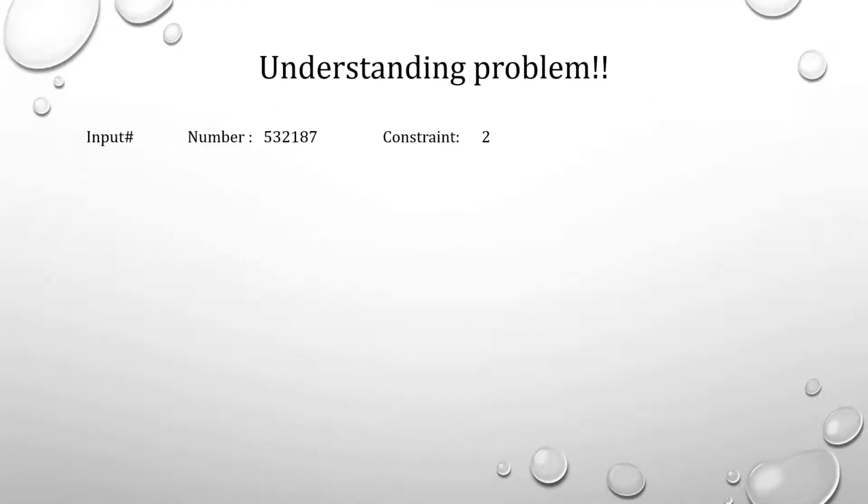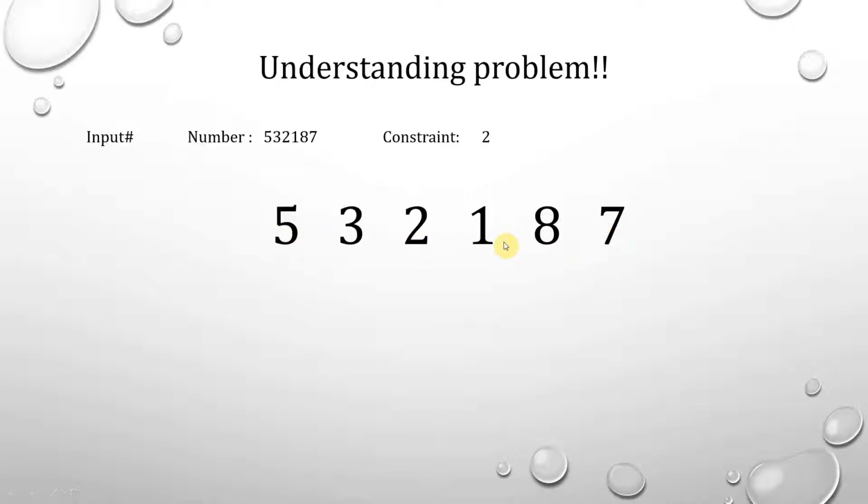So that's our input, in which we have a given number and a constraint, which is 2. What it means is we can change only 2 digits in that given number to make it as big as possible. So let's say that's our number. If we start from the right and try to change 7, we may get a bigger number than what we have here, but not the biggest possible.